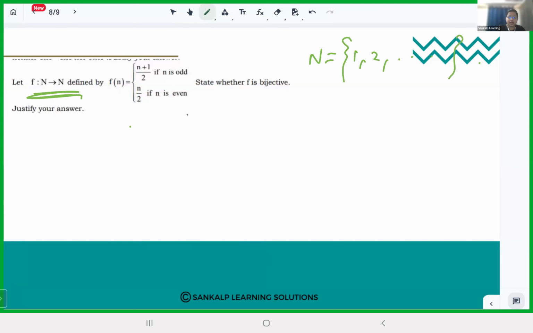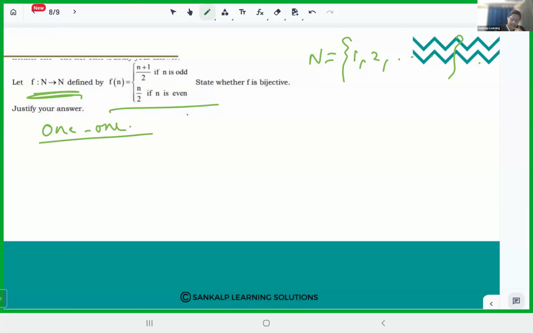up to infinity. It does not contain the number 0, isn't it? So it is defined from the set of natural numbers to natural numbers, and the function is defined in this way: if n is an odd number, it is (n plus 1) by 2, and if n is an even number, it is n by 2. So here I'm going to check whether it is one-one or not.